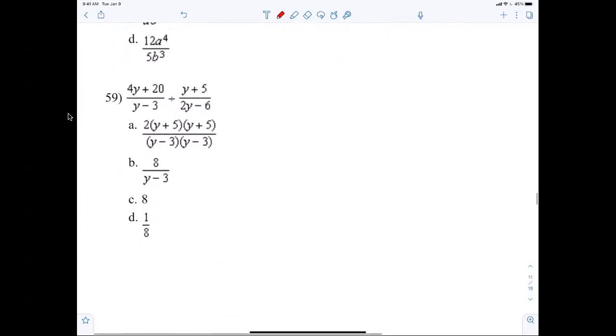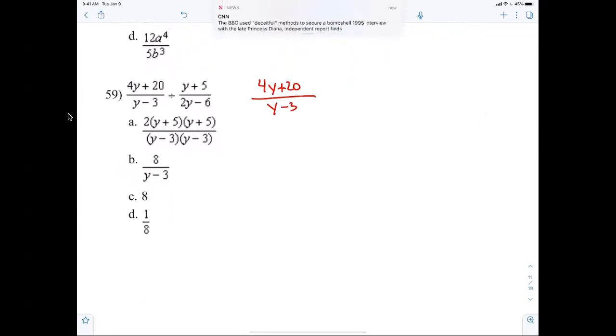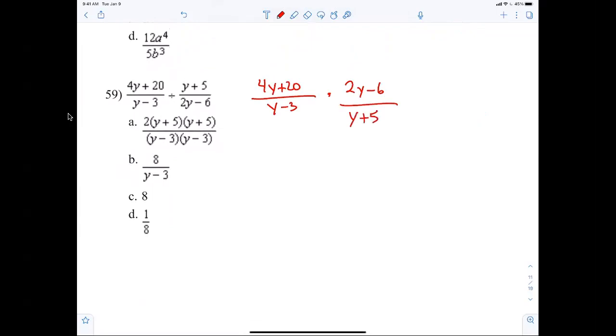All right, so here we go. Problem 59, again multiplying by the reciprocal. So I'm just going to write 4y plus 20 over y minus 3, times 2y minus 6 over y. And now we want to factor the 4 out, factor 2 out. The y minus 3 cancels. Anybody have any issues?